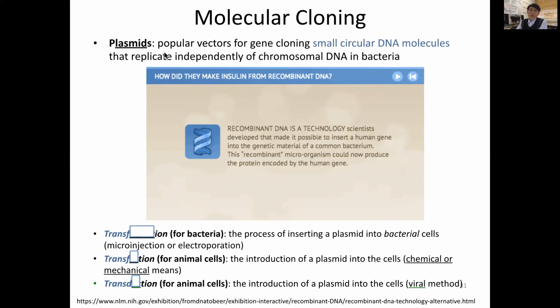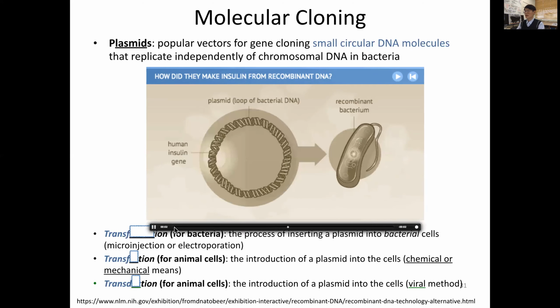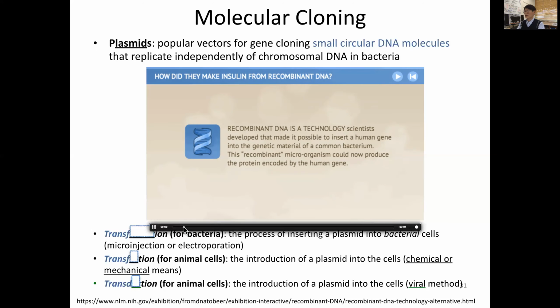I want to show you how human insulin was made with bacteria as a factory using recombinant DNA technology, with this nice animation. Recombinant DNA is a technology that scientists developed to insert a human gene into the genetic material of a common bacterium. The recombinant microorganism can now produce the protein encoded by the human gene, in this case human insulin. This is so fast that I'm going to stop it here.